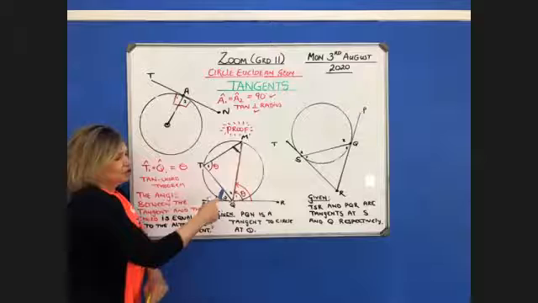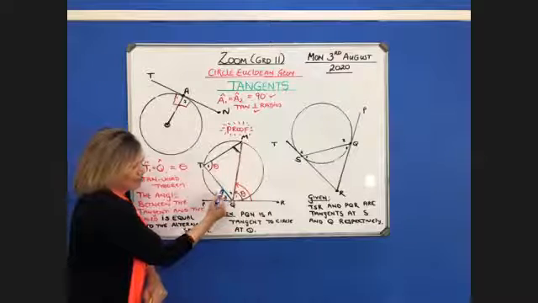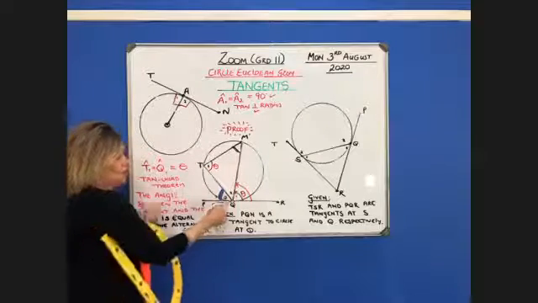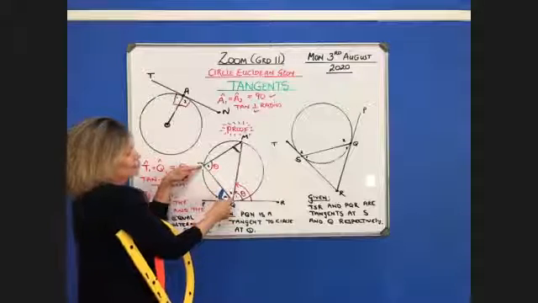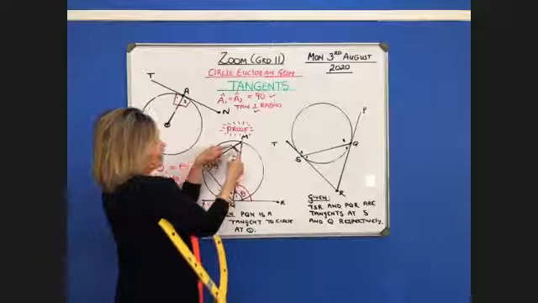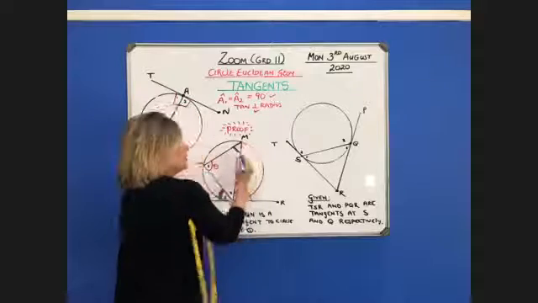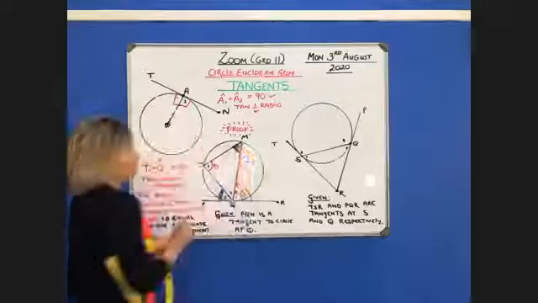All right? So again, you see the angle between the tangent and the chord. Notice the angle in this segment equals the angle in the alternate segment, but it's got to be at the circumference.